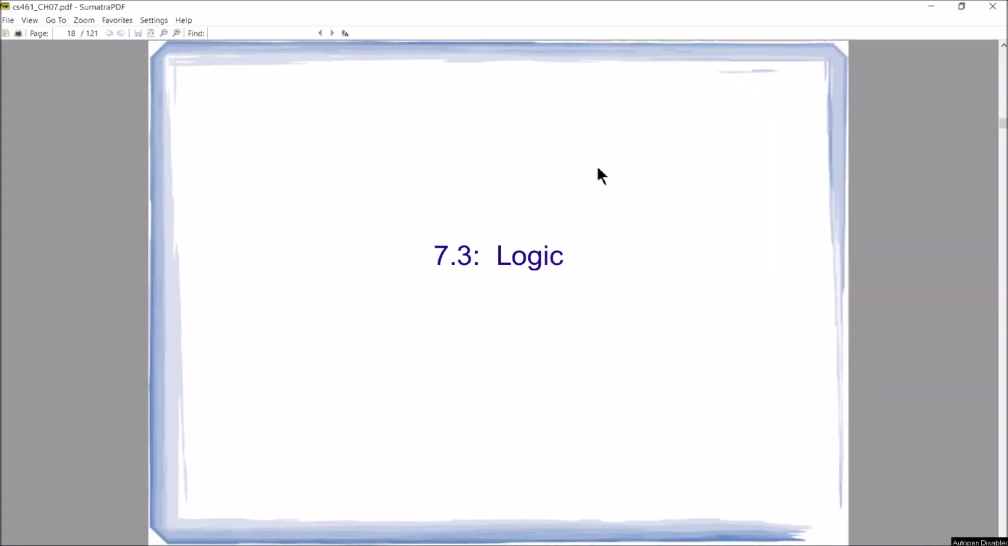Okay guys, on to section 7.3, logic. This section is not too long, pretty short and sweet. Get in, get out, get on with the rest of your life. Basically, what this chapter is doing is setting up some ideas that we're going to be using later, right? Some definitions, a lot of definitional kind of stuff.